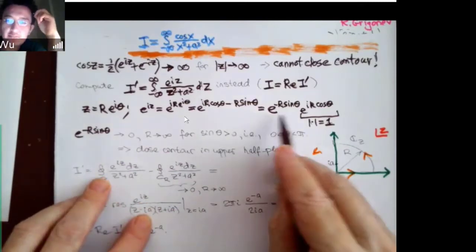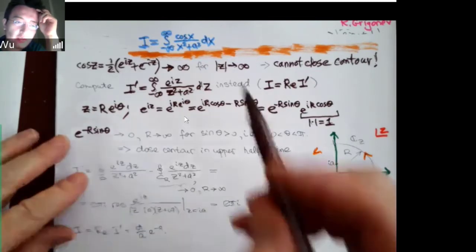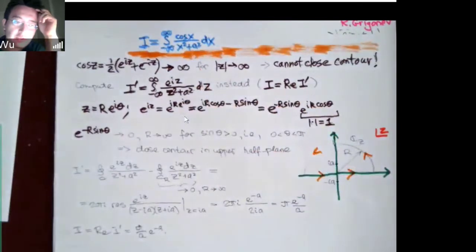Sorry, could I ask something? Yep. I was trying to think about what you wrote, the cannot close contour above. Maybe I'm thinking about real behavior, but isn't this cosine bounded? The range of it, I mean?